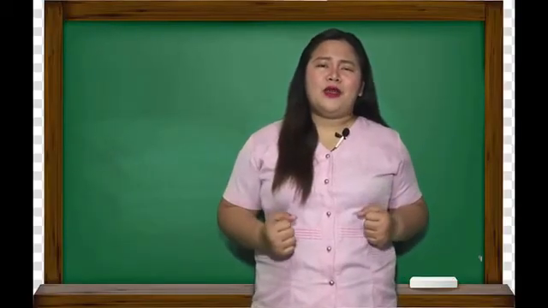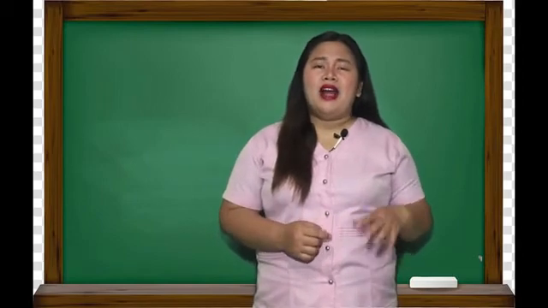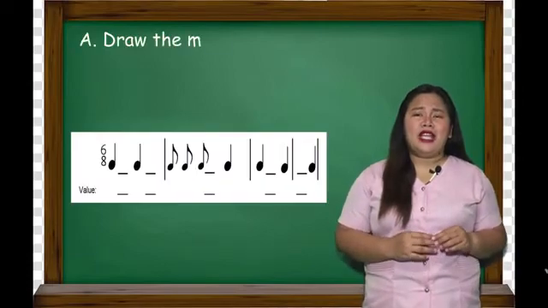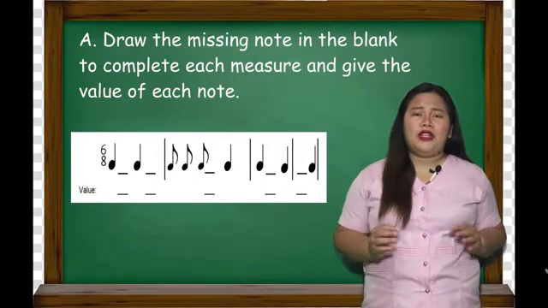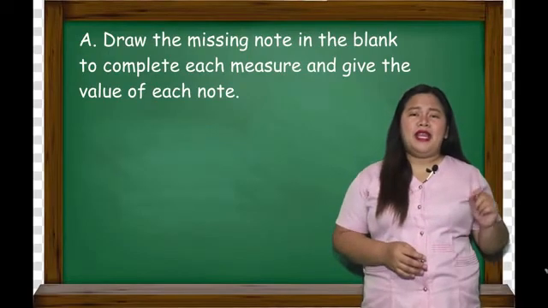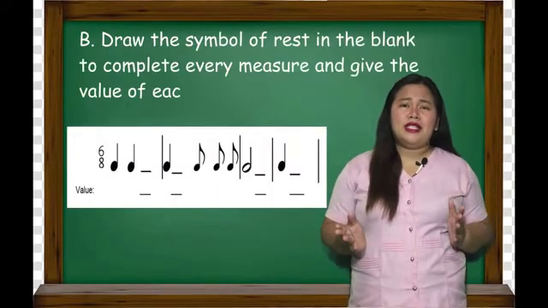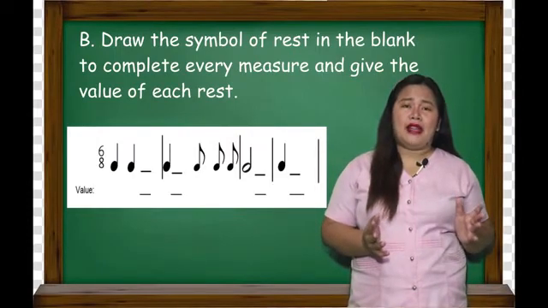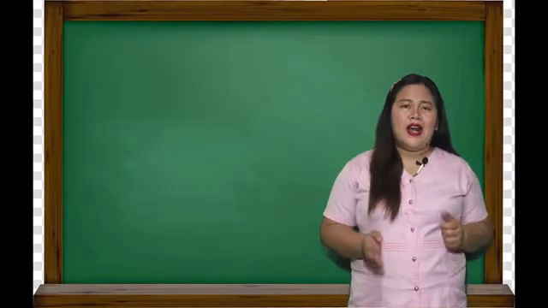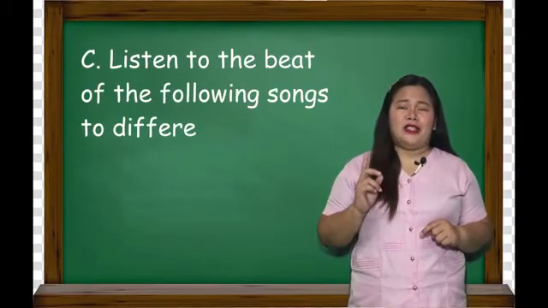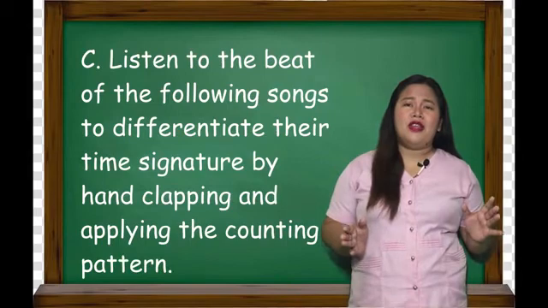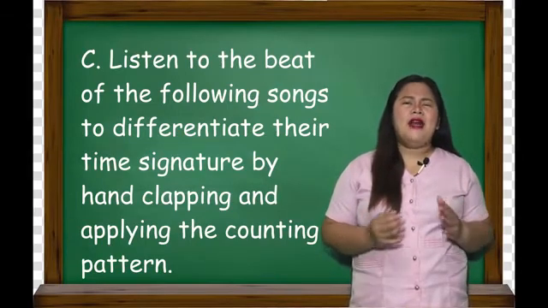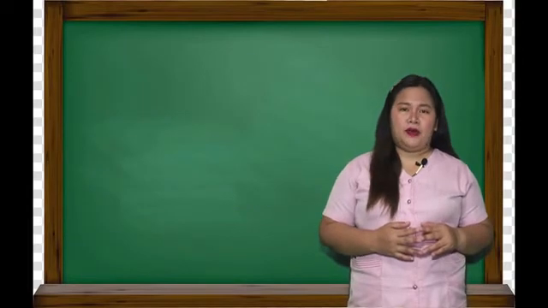Now let's try to answer what I have learned. On letter A, draw the missing note in the blank to complete each measure and give the value of each note. On letter B, you are going to draw the symbol of rest in the blank to complete every measure and give the value of each rest. And on letter C, you are going to listen to the beat of the following songs to differentiate their time signature by hand clapping and applying the counting pattern.